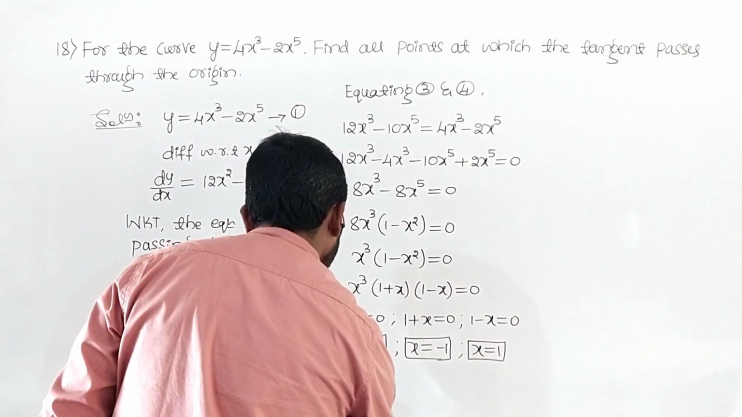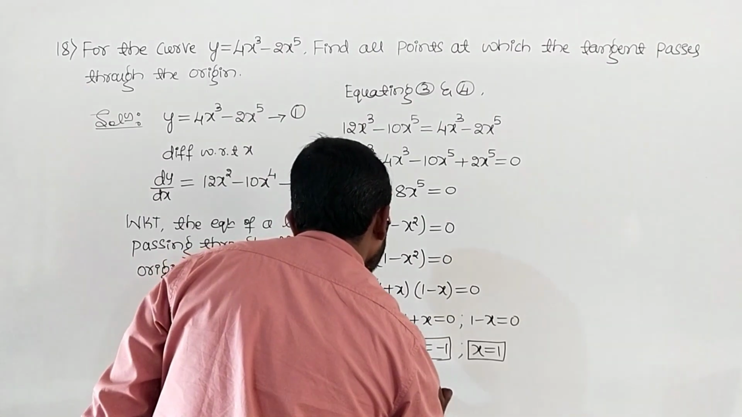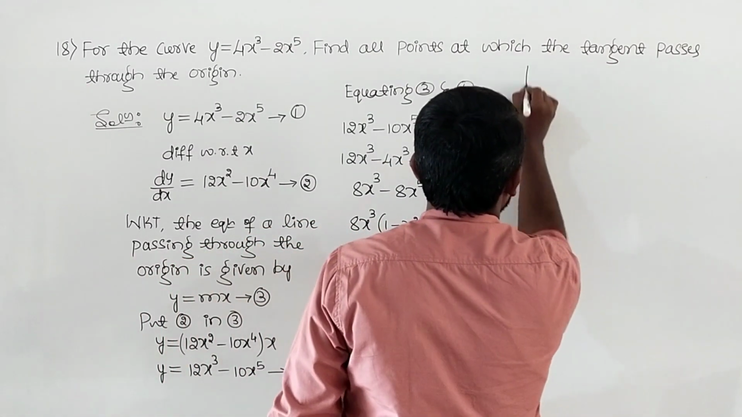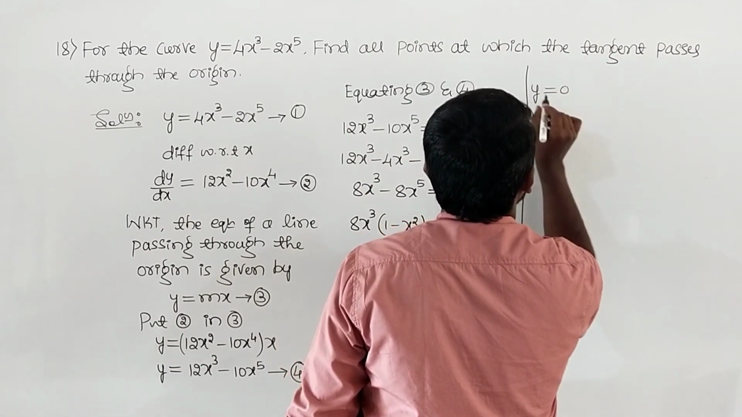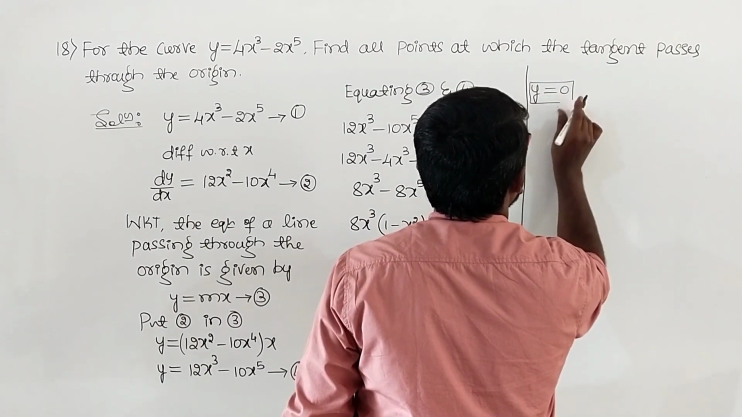So here put x equal to 0 in equation 1. So what do we get? y is equal to 0. So what is the point now? 0 comma 0.